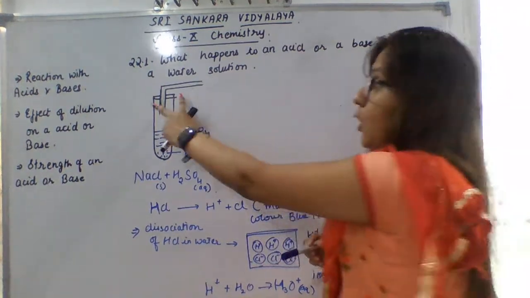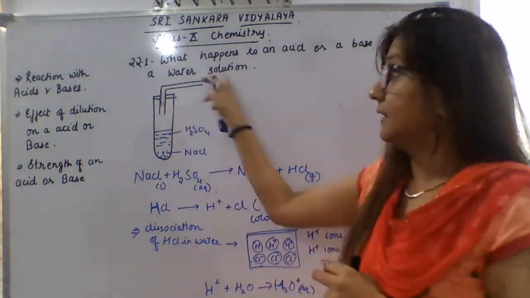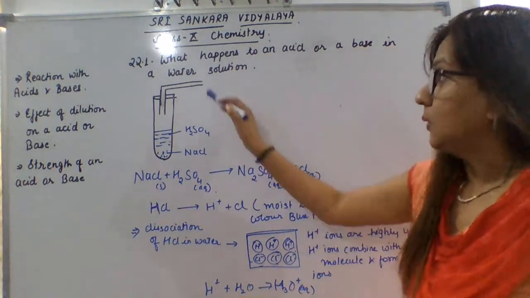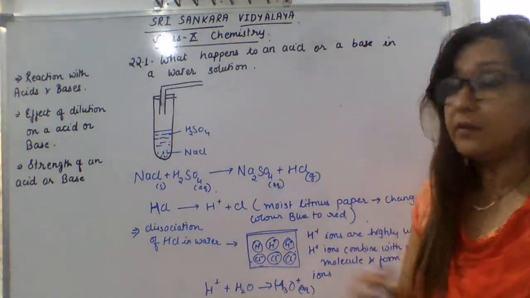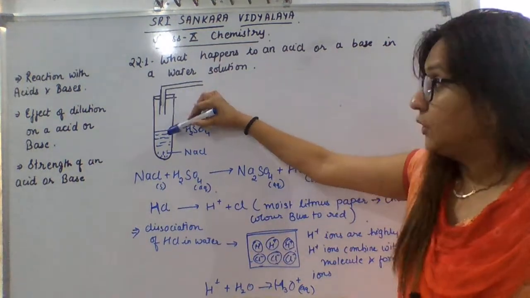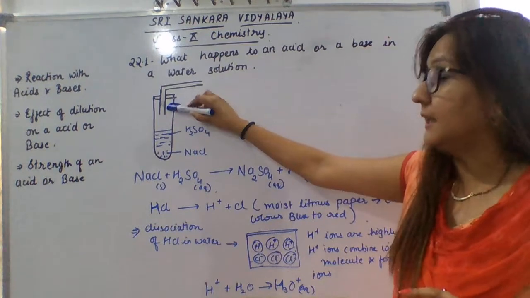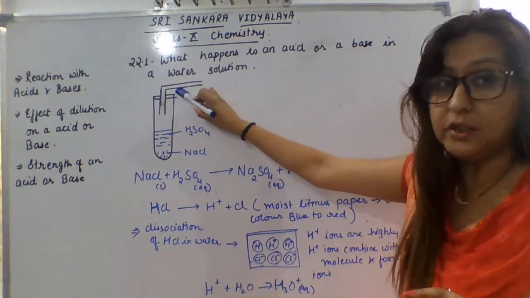Just close the lid of this tube and connect it to the delivery tube, or you can say the bent tube. Now we will see what will happen. Why are we connecting it? Because during this reaction a gas is evolved. To collect that gas, we are connecting it with the bent tube or delivery tube.